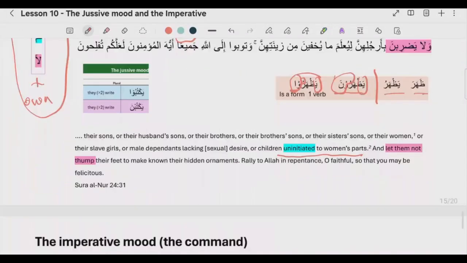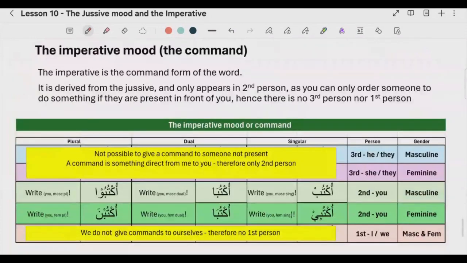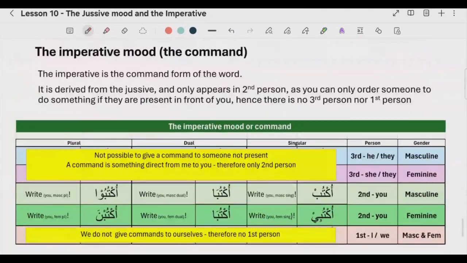Now, let me just give you one little peep into what the imperative mode is, or the command. This is the last of the modes we're going to be covering. And this one is a step easier, because if you look at that full table of 15 blocks, three entire rows don't apply to the imperative, simply because it is the command form. It comes from the jussive because it has that same feature of the sukun there. And the other difference is that it has an alif.